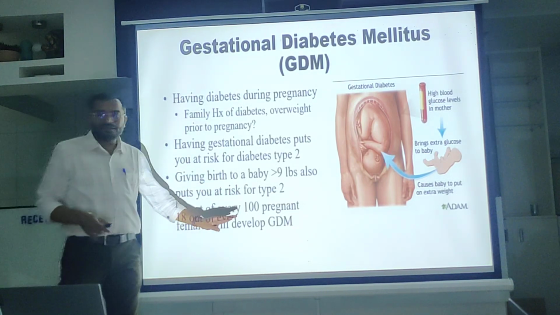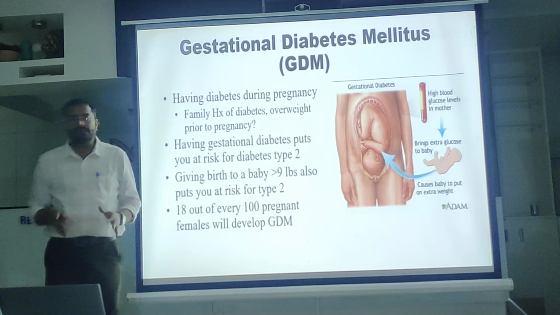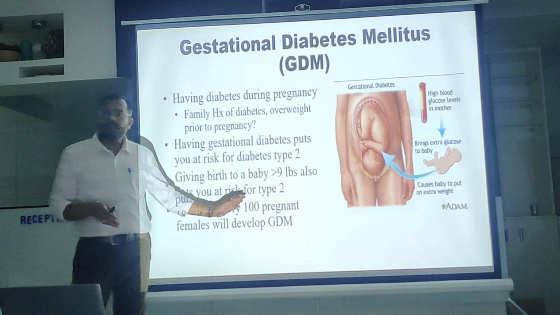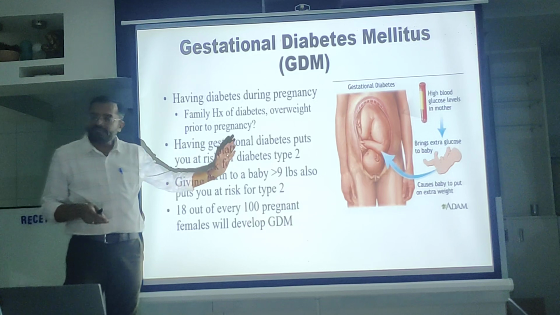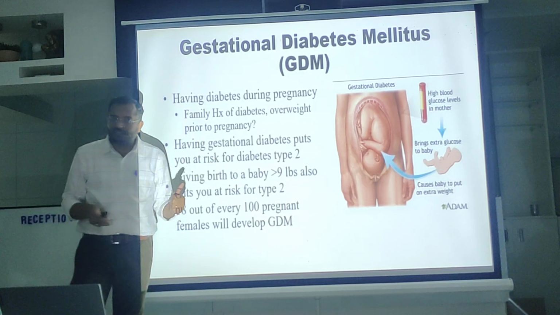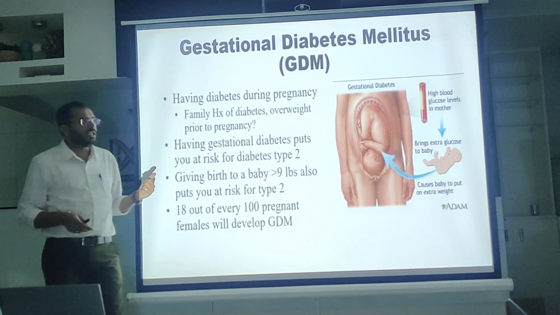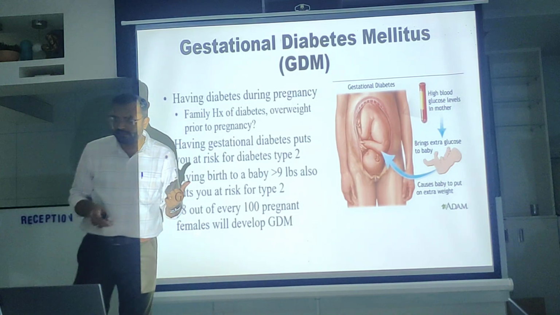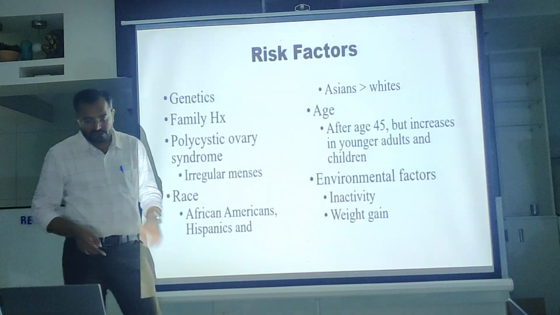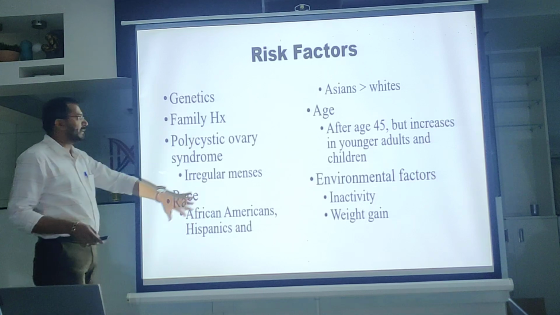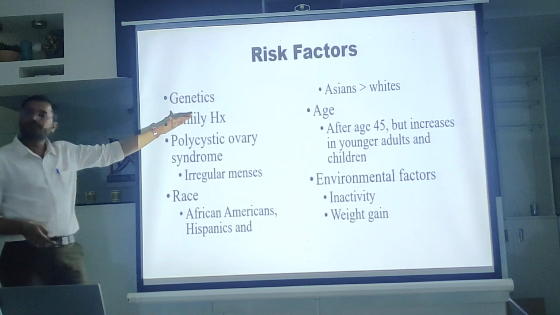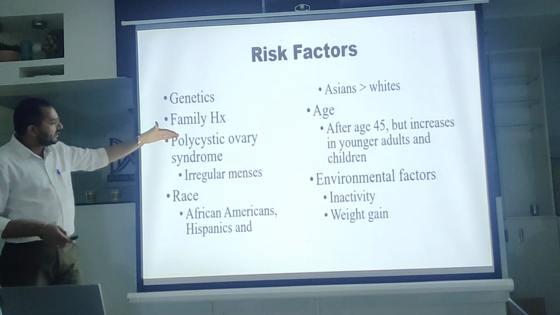And the ratio of this diabetes is 18 out of 100 pregnant women having gestational diabetes. Again, one of the risk factors is late age conception, which can lead to diabetes in the female during pregnancy. So gestational diabetes. We have seen the risk factors: genetics, which we call the seed, then the family history, again the seed, then PCOD.